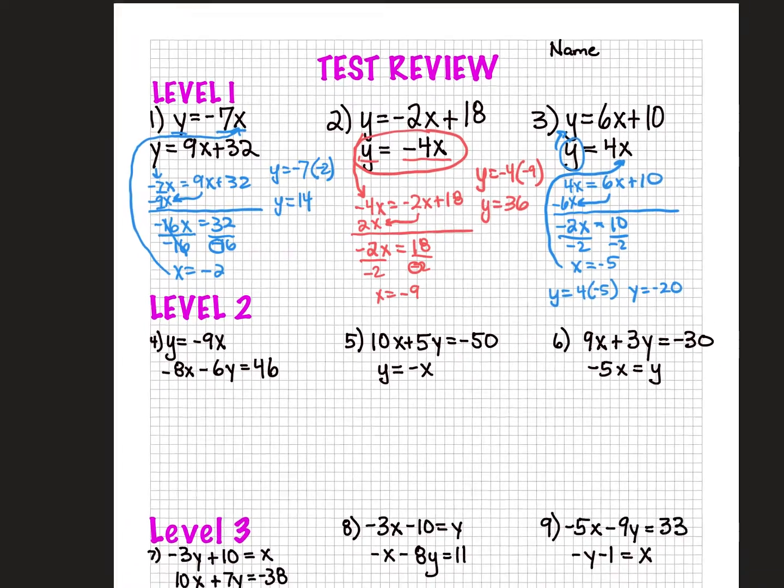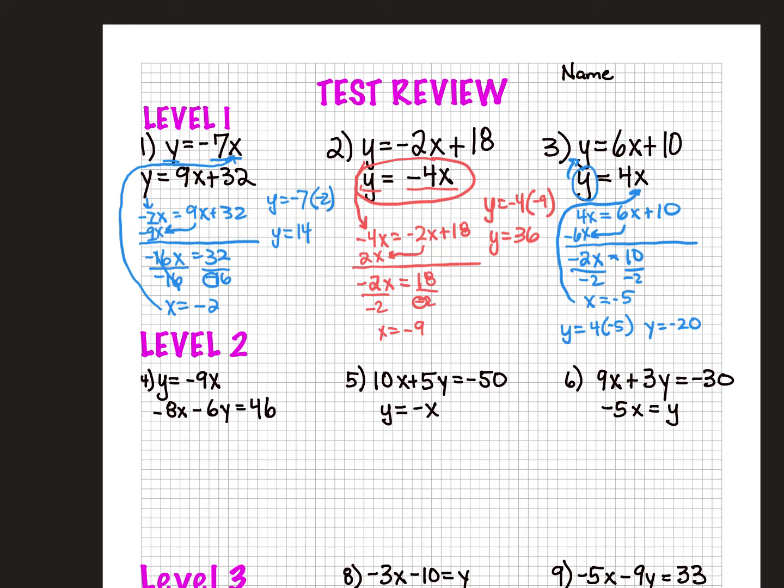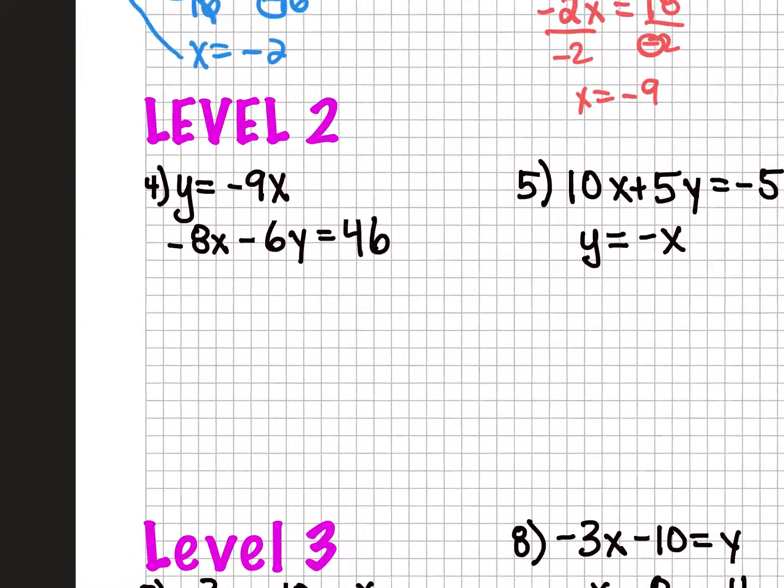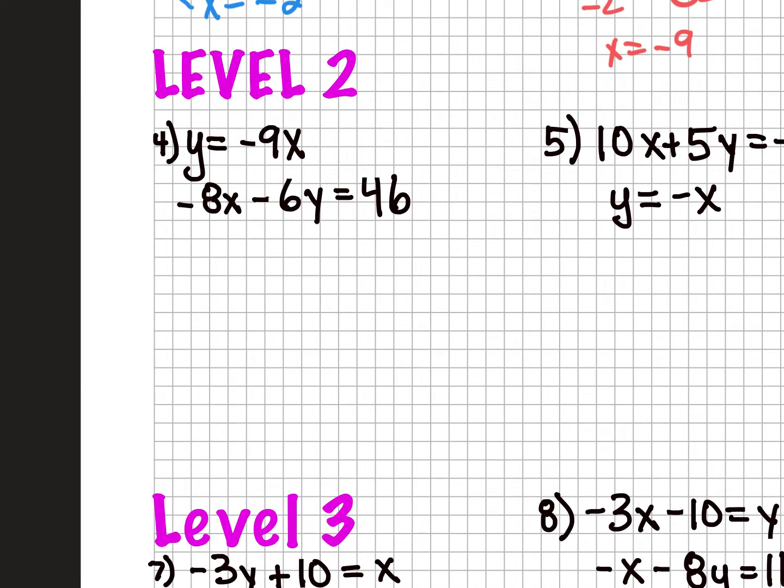All right, next level. All right, level 2. The only thing of difference in these ones is you're going to have to multiply. So we know y is the same thing as negative 9x. So I'm going to take out the y and make it negative 9x. So I have negative 8x minus 6 times negative 9x. We have to do that negative 6 because we still have a negative 6 right there. So we have equals 46.